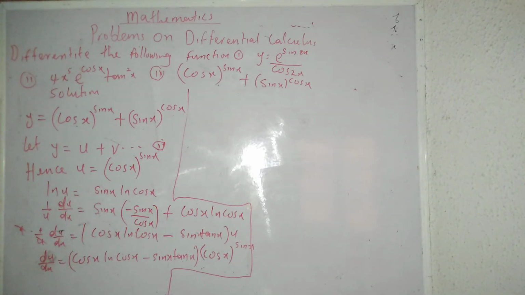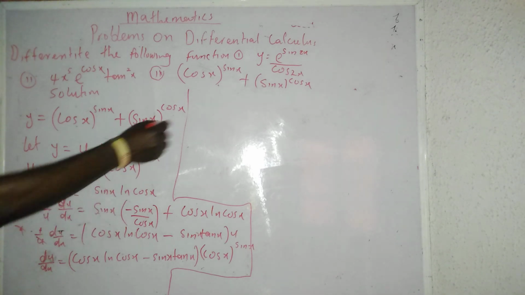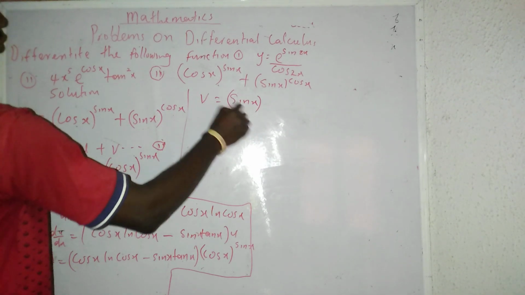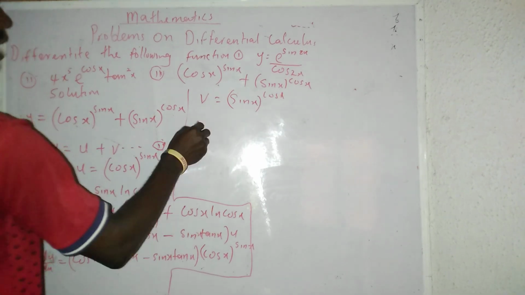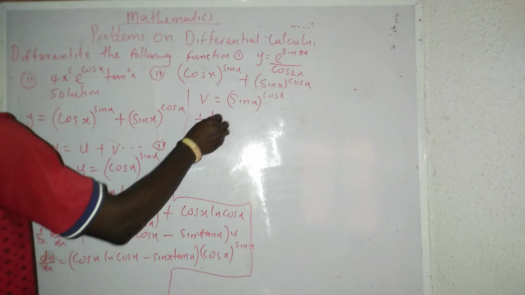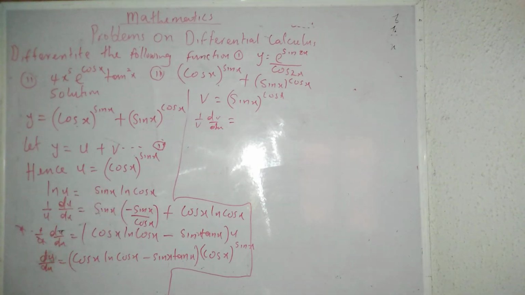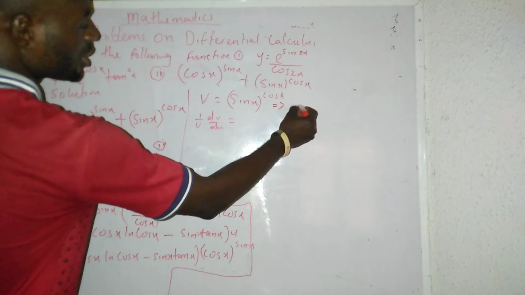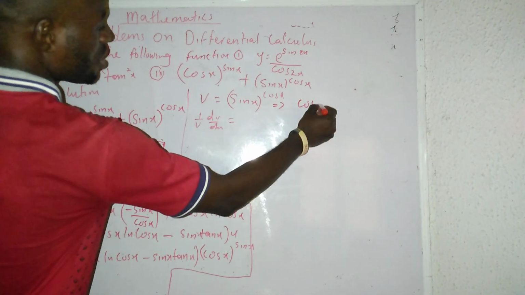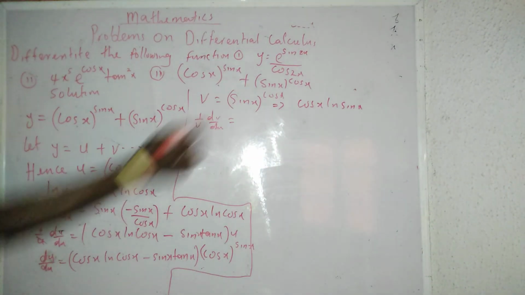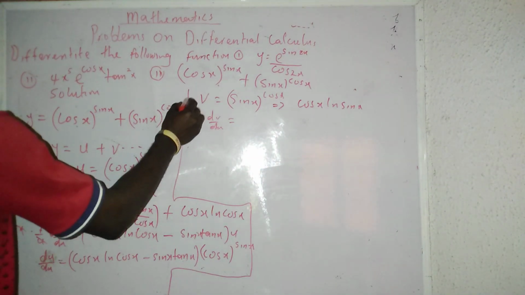Now for my v, I will do the same. I have v equals sine x bracket of cos x. Now I will have 1 over v dv/dx. Before we do that, which also implies, I have cos x ln sine x. Let me do that one like this.